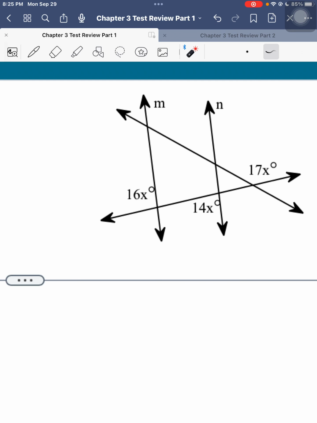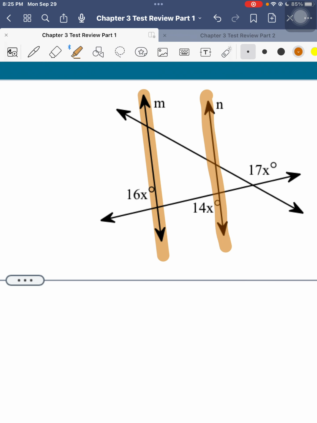So let's do 25. Find the value of X that makes M and N parallel. Okay, so M and N need to be parallel. So that means M and N are automatically my transverse lines, because these are the ones that I want to prove are parallel. And what's my transversal? My transversal is this line right here. Now, is 17X part of M or N? No, so then it does not matter.